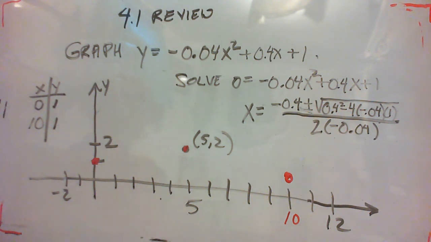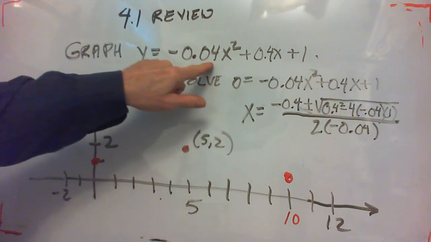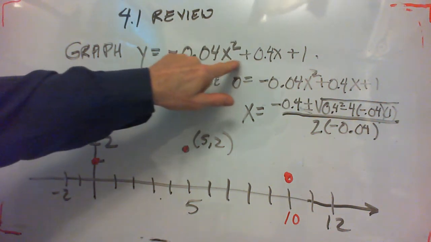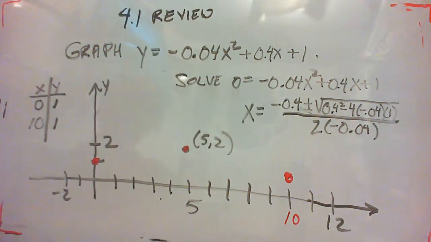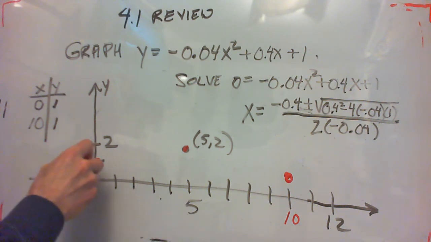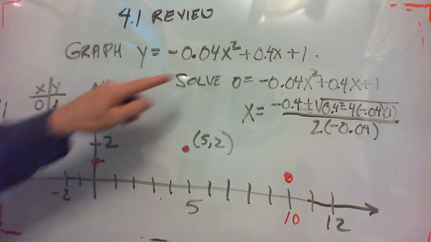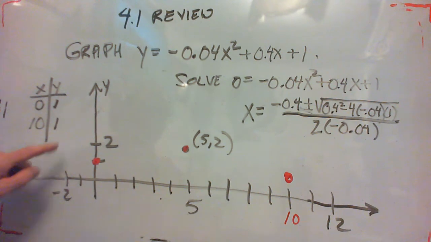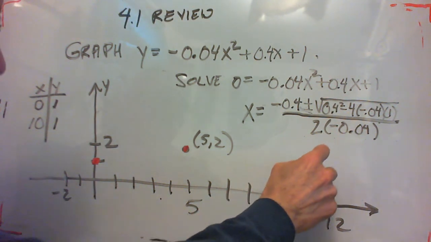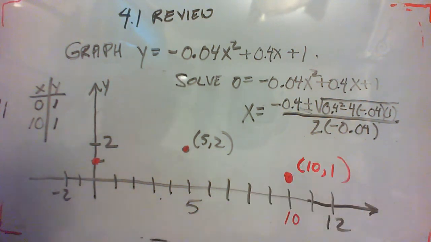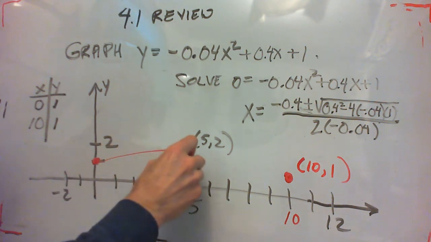So now we're going to plot that graph. A couple real easy points here are when x equals 0, y equals 0 plus 0 plus 1. So we get the point 0, 1. And then if we let x equal 10, we also get y equal 1. So that gives us our parabola.